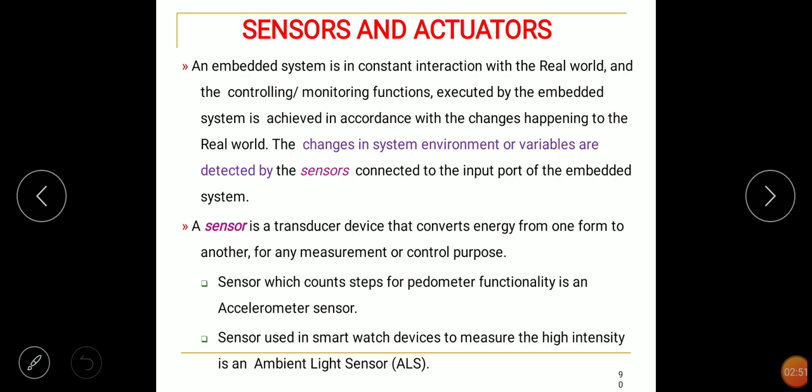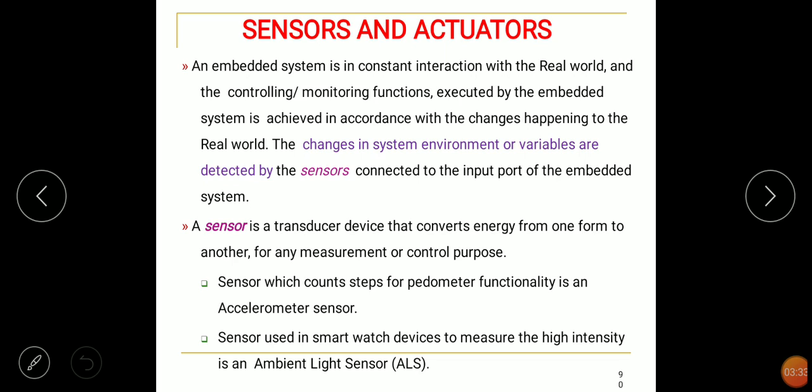For example, a sensor may be a transducer for pressure monitoring or temperature measurement, like a thermometer. Two more examples are listed, the first being accelerometer sensors. The accelerometer sensor counts the steps for pedometer functionality. An accelerometer sensor is also used in your vehicle, motorcycle or car, whatever it may be, for measuring the speed of the vehicle.